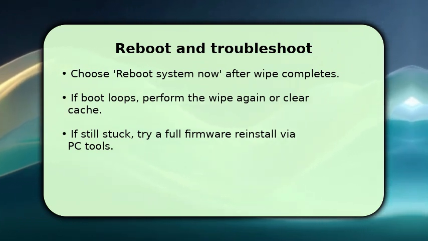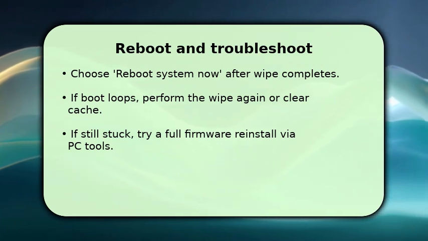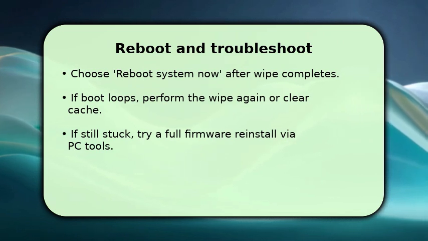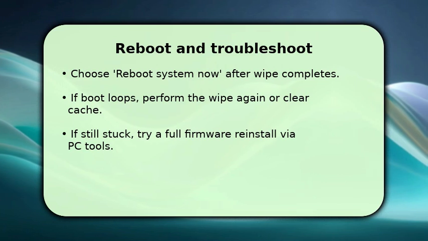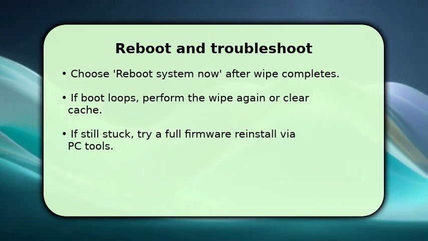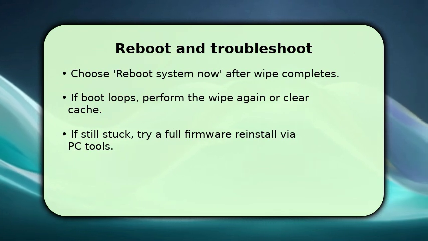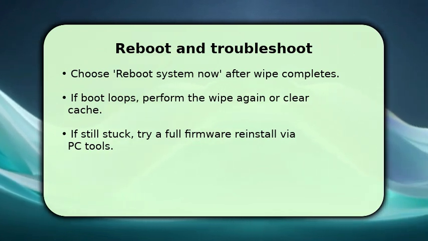If the phone enters a boot loop, make sure to return to recovery and perform the wipe again, plus select Wipe Cache Partition if available. This clears temporary system files. If problems persist, use Oppo's official PC firmware tool to reinstall the stock ROM. This resolves deeper software issues.